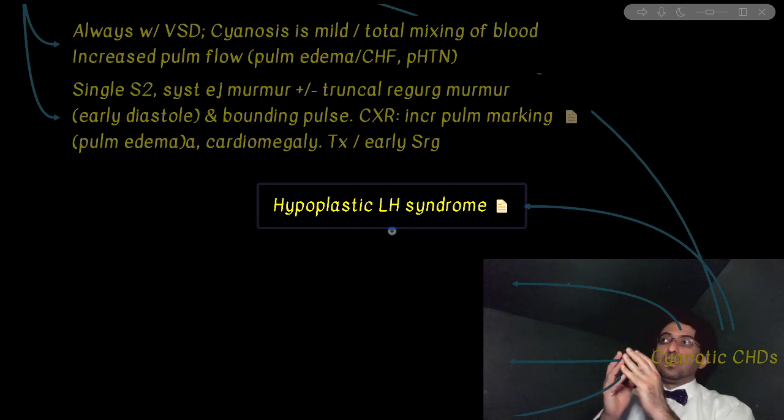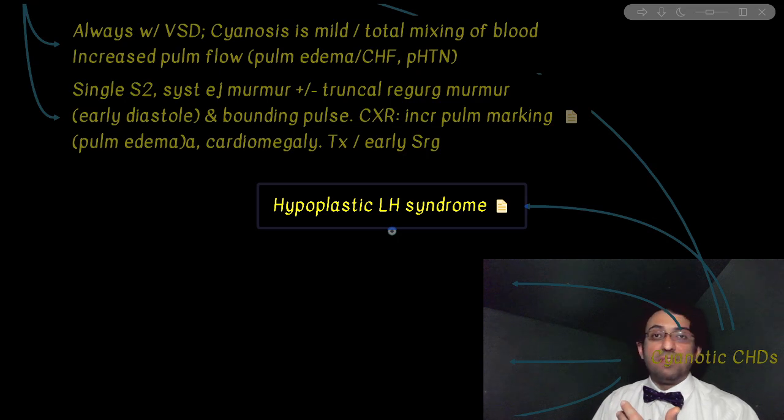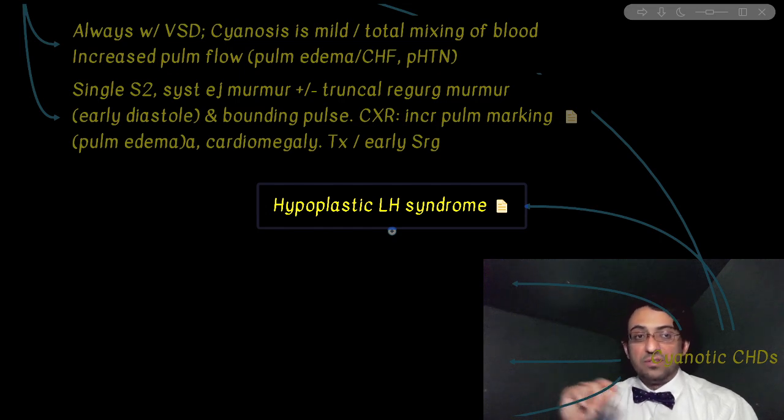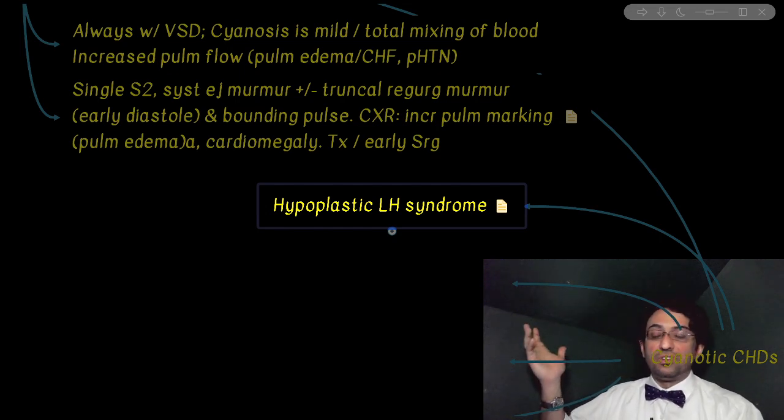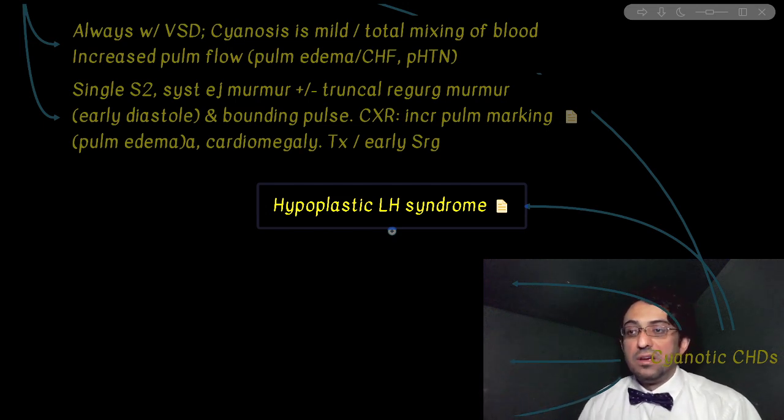What is the common feature of PDA-dependent cyanotic lesions? Possibility of acute heart failure or even shock at around day 3 to 5 upon closure of the ductus arteriosus. Please always remember this. It's not specific to coarctation, where we discussed this. It could happen with any of the PDA-dependent cyanotic conditions.